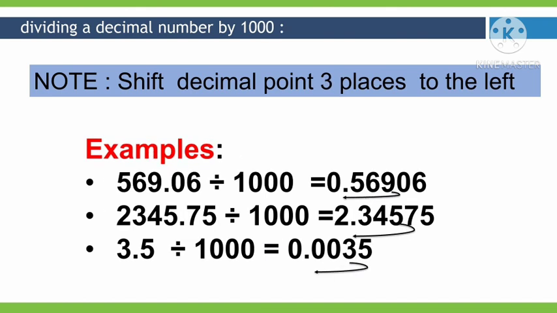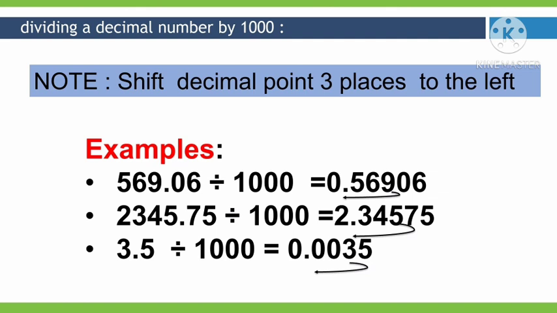Now check out the examples to divide by 1000. First one, 569.06 divided by 1000. So you have to shift 3 places towards the left. When you shift 3 decimal places, your answer will be 0.56906. Second example, 2345.75 divided by 1000. So when you shift towards the left 3 decimal places, your answer is 2.34575. The numbers, as usual, you have to write.